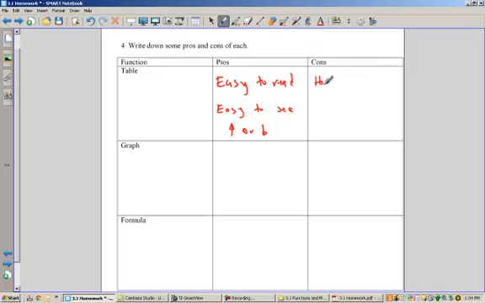It's hard to see concavity. It's really tough to visualize if it's concave up or concave down. It's also hard to do interpolation. Remember, interpolation is estimating values inside your table. If you're not given the actual data point, you have to have some sort of method to estimate what's going to happen, and that's not so easy to do. It's hard to do extrapolation too, so you could write down extrapolation next to that also.